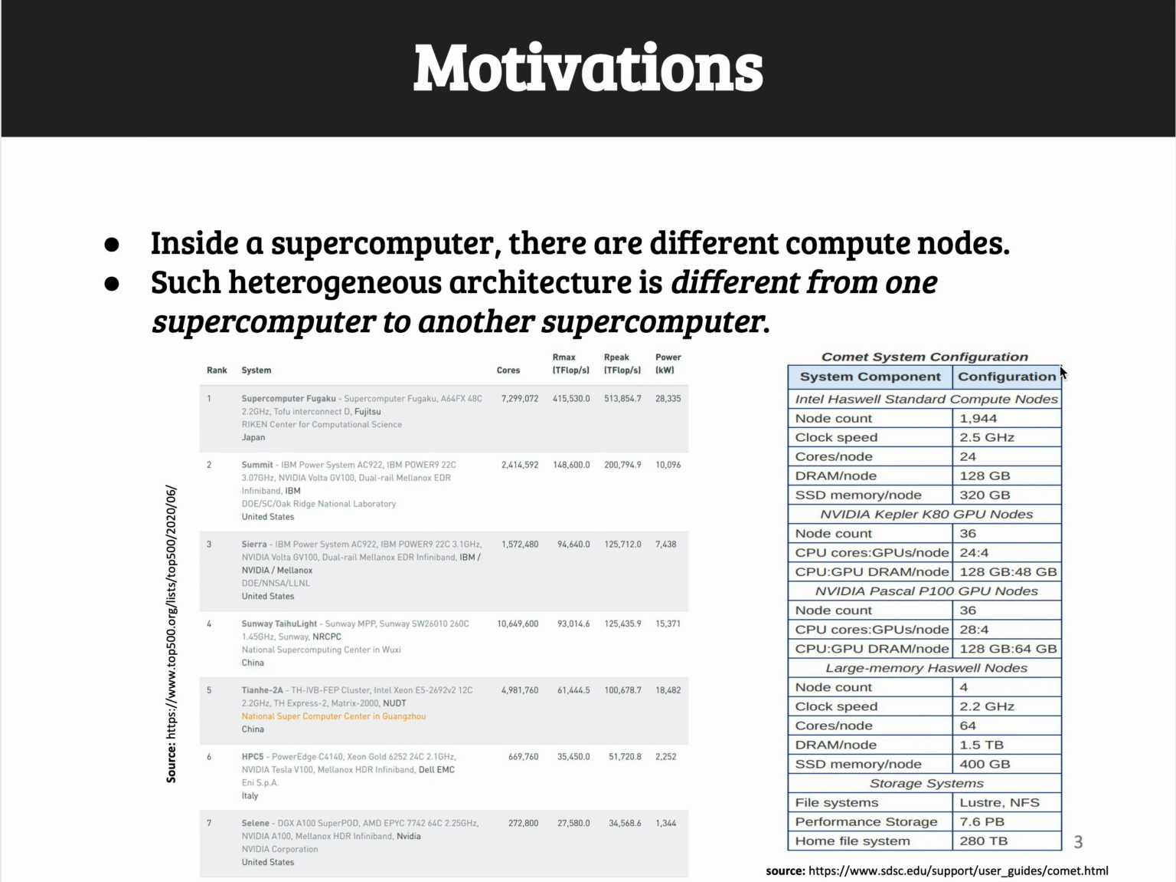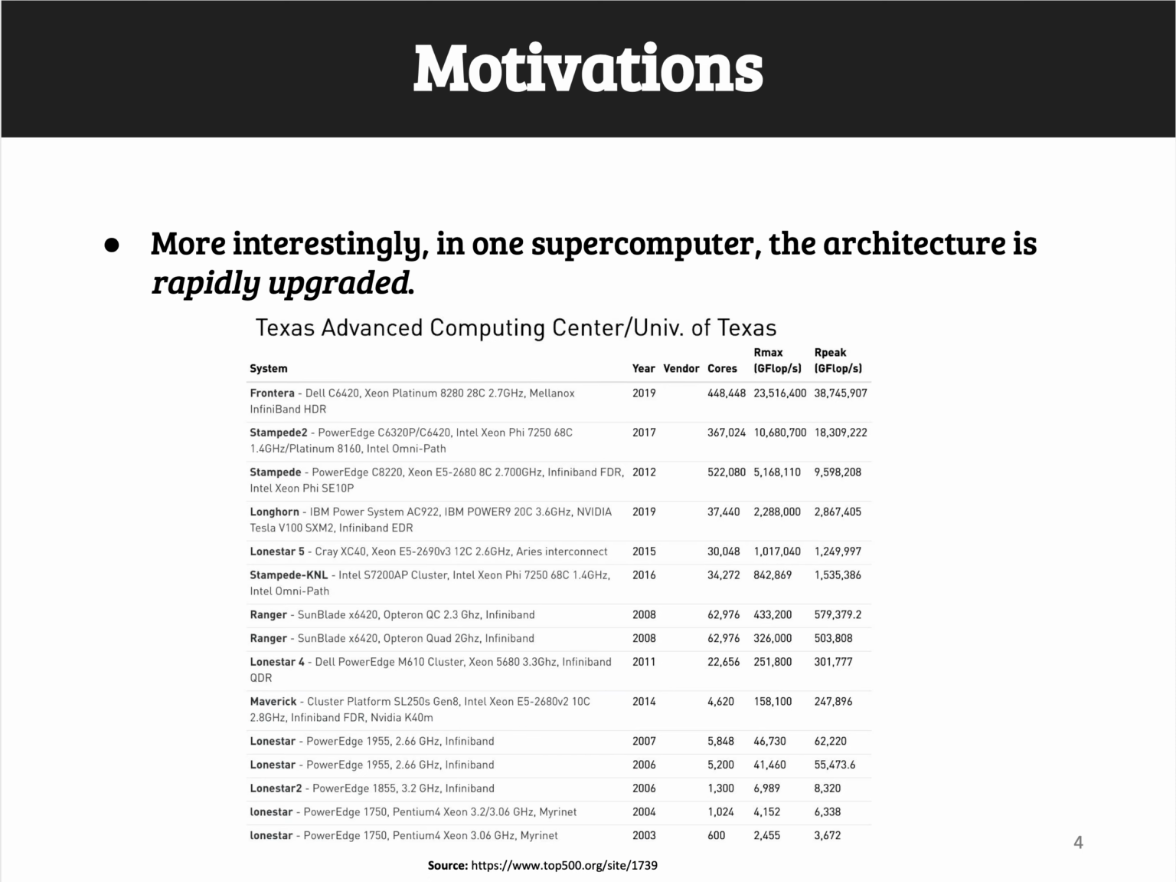For example, in the Comet supercomputer, we have Intel Haswell standard compute nodes, large memory Haswell nodes, as well as different types of NVIDIA GPU nodes. Such heterogeneous architecture is different from one supercomputer to another one. Here in this figure, as of June 2020, we can see different architectures in different supercomputers, such as Fugaku, Summit, Sierra, and so on. More interestingly, in one supercomputer, the architecture is rapidly upgraded.